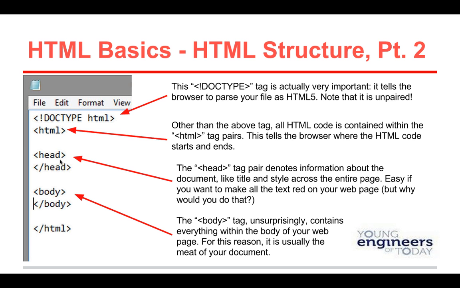Head is where you type a lot of important document info, like the title and style and things like that, the kind of preferences and behind the scenes stuff that your web page will have. The body is going to have most of the quote-unquote meat of your document. It's going to have all of your content, your words, your photos.